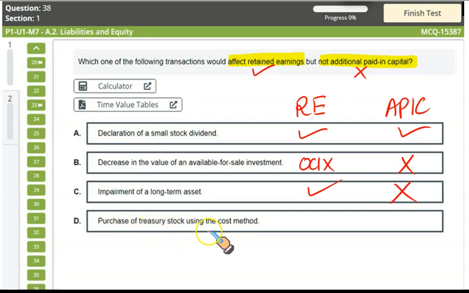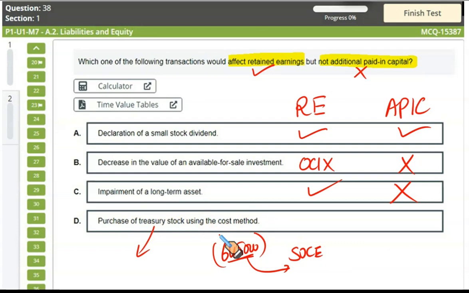Purchase of treasury stock using the cost method. There are two methods of reporting treasury stock. I hope you know. One is the cost method, in which we deduct the total amount. Let's say you paid $645,000 to acquire your own stock. This $645,000 as a whole is reported as a negative item in the statement of changes in equity. This is called the cost method of treating the treasury stock.